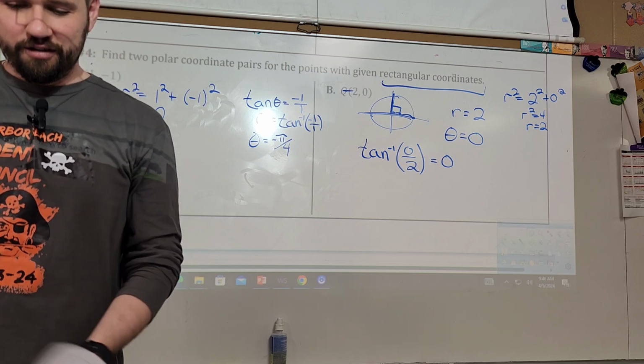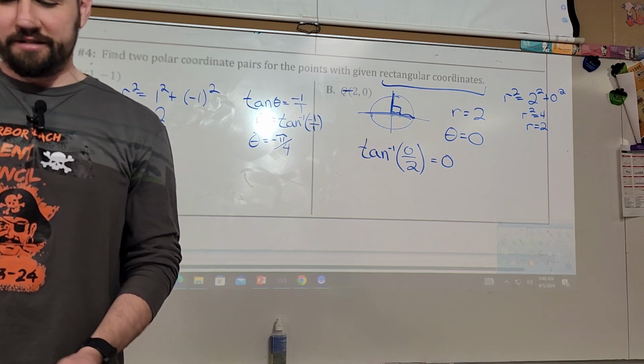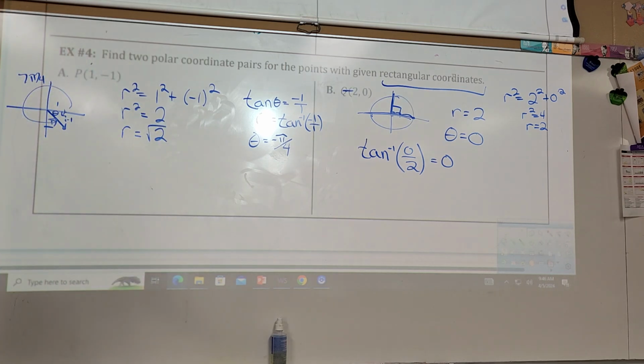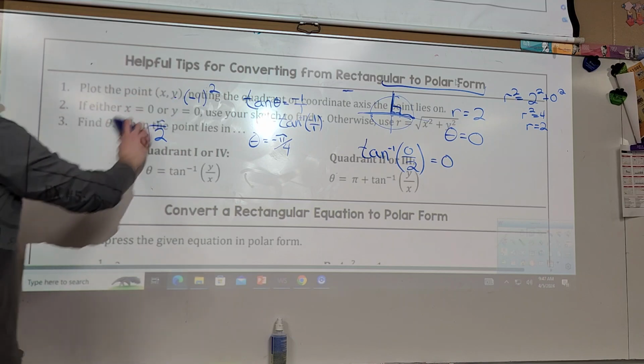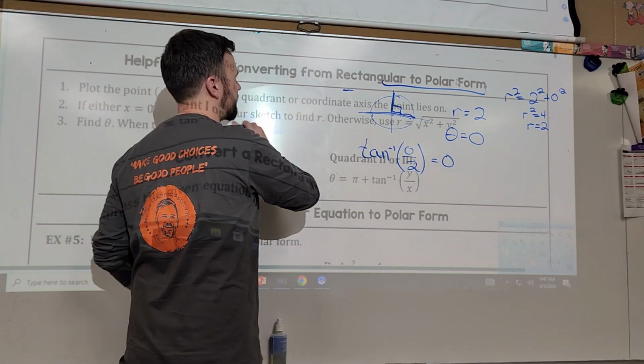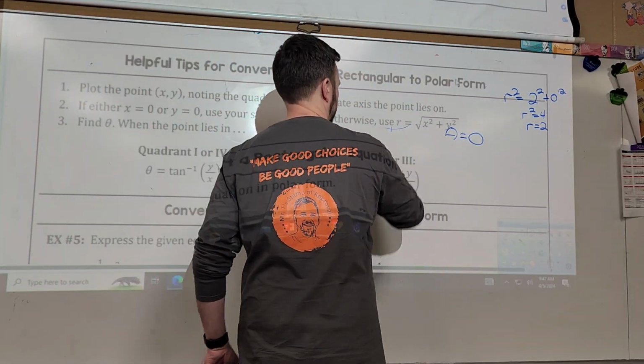All right. Let's take a look at example 5 and 6. These are going to be amazing. So, here's something we need to recognize. I just kind of talked about this. I alluded to it.